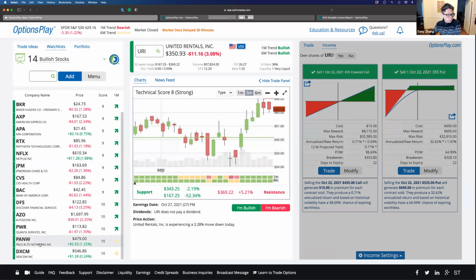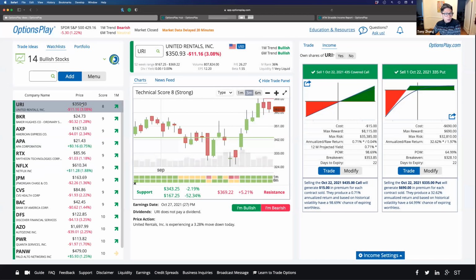No, URI hasn't changed, right? But URI, as you can see, 1 month and 6 month trend is bullish here. But the score here represents the technical score. And then the arrow is for the 1 month trend and the bar is for the 6 month trend. So you really get everything across the board on all 3 data points. The technical score, the 1 month and 6 month trend, these 3 data points you get to see on your watch list before you even click on a chart.